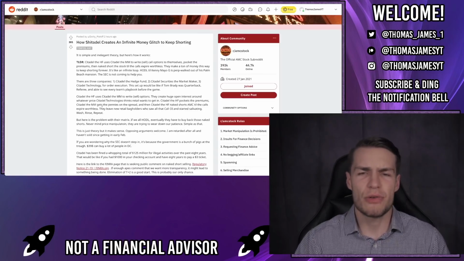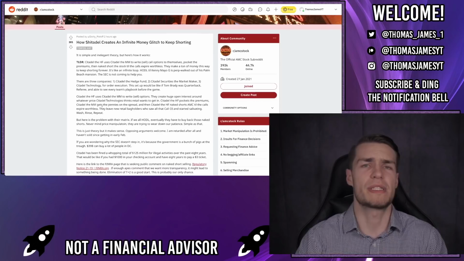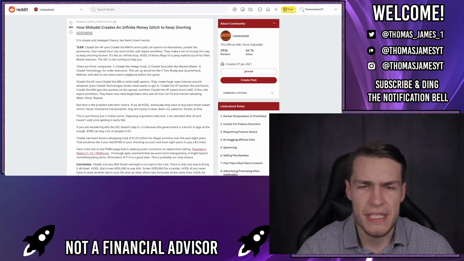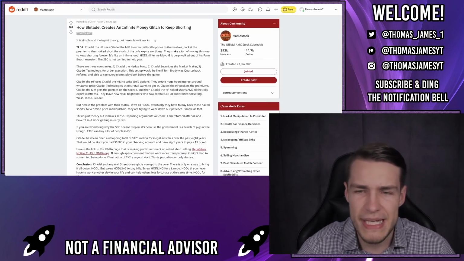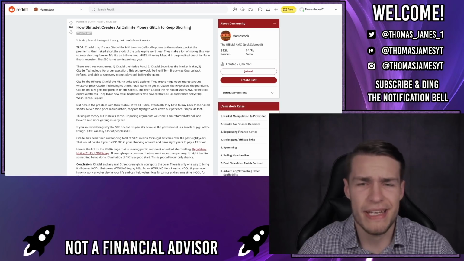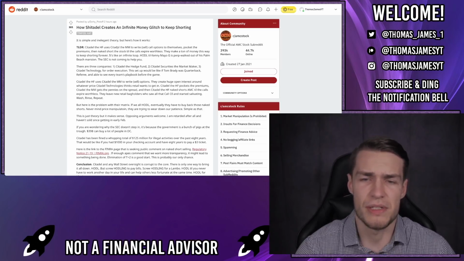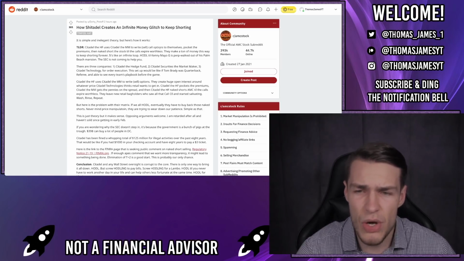So how does Citadel create an infinite money glitch to keep shorting? Let's talk about it. It's a simple and inelegant theory, but here's how it works. Too long didn't read. Citadel the hedge fund uses Citadel the market maker to write call options to themselves, pockets the premiums, then naked shorts the stock till the calls expire worthless. They make a ton of money this way to keep shorting forever. It's like an infinite loop.